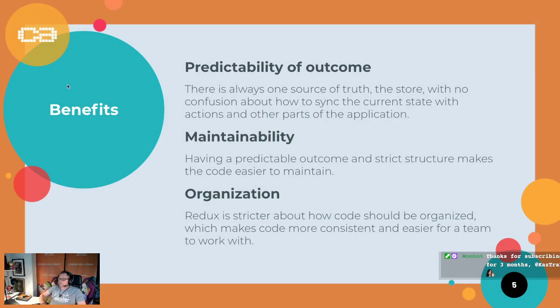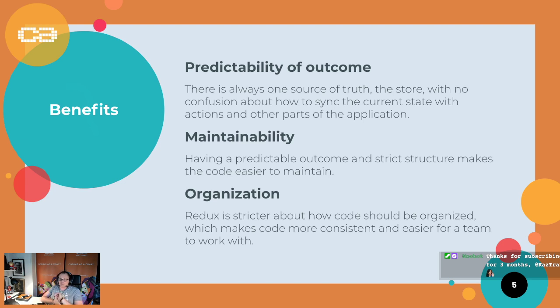Anyway, but the benefits: predictability of outcome. There is always one source of truth. You will never end up in a situation where you have set state in one component, passed it around, that state in the first component has been updated, and another component, like a child, doesn't know about it. So you will get rid of that problem. There is always one source of truth, which is the store object, and you don't have to worry about syncing anything or whatever. React will take care of this, or Redux will take care of this.